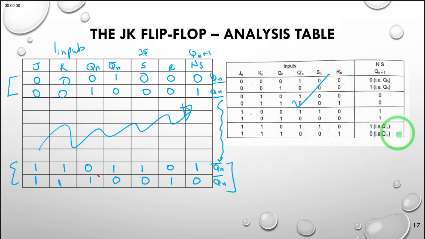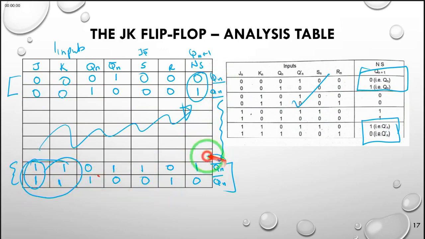The only thing that we have illustrated is this last section and the first section, and you can see that these two agree that the next state of the JK flip-flop when J is 0 and K is 0 is Qn, but when it's 1 and 1, then the next state becomes Qn bar, and that now allows us to develop our characteristic table of the JK flip-flop.